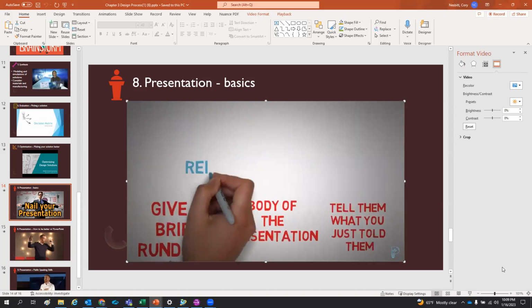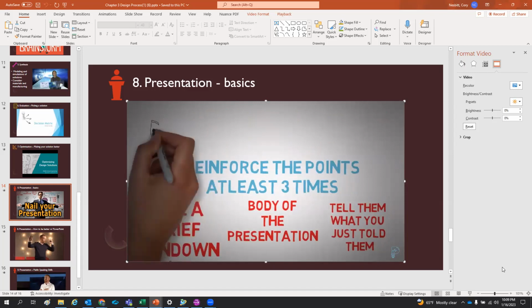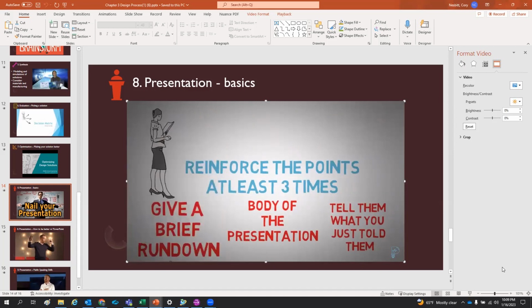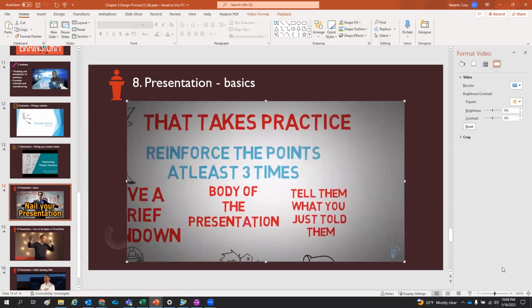Using this technique helps to reinforce the main points of the presentation at least 3 times, at the beginning, middle, and end. The key is to find a way to do this that it feels natural and not overly scholastic. And that takes practice, which we'll talk about later on.